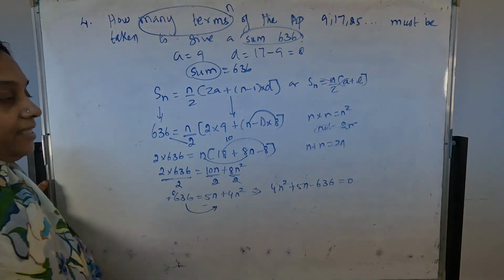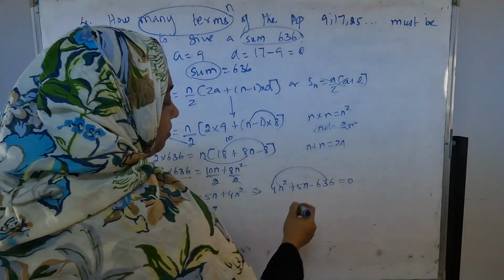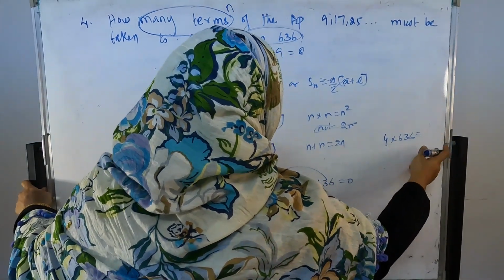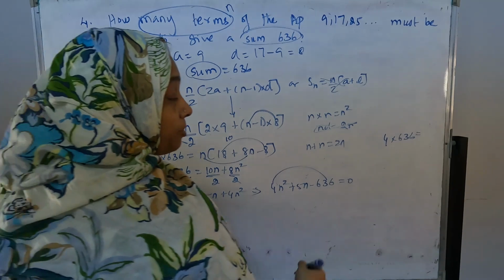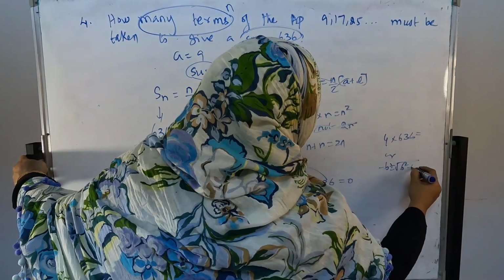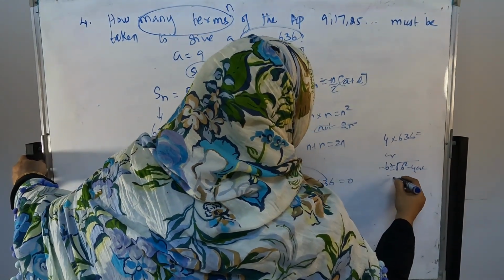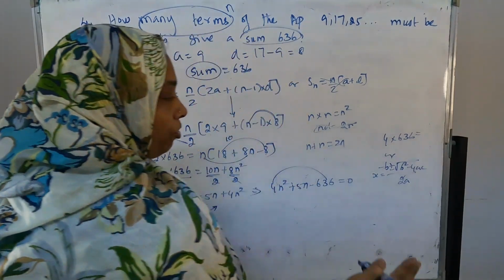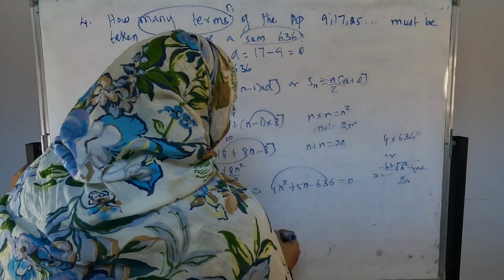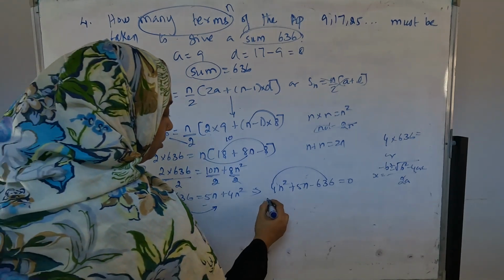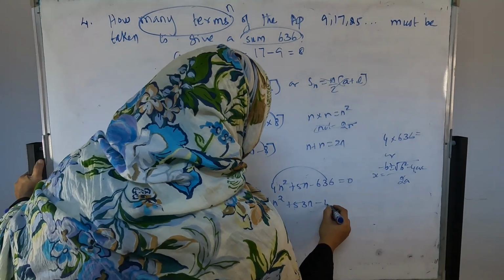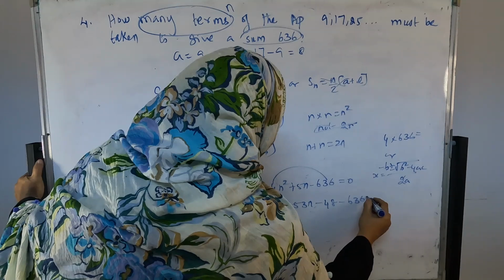Now you have to do the factorization. That means first and last, you take 4 into 636. Check the total sum and do the factorization, splitting the middle term, or use the formula minus b plus or minus root of b square minus 4ac by 2a to find the value of x. Two values will come here. It will be 53 and 48 we will get. Okay, I hope you know the procedure. So according to the procedure you do that. Plus 53n minus 48n minus 636 equal to 0.